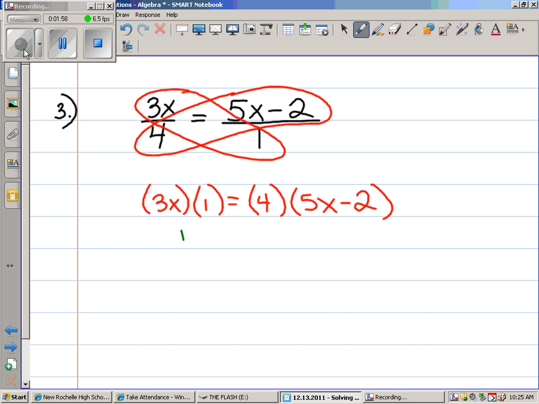Hold on one second. We've got to distribute this 4. 20x minus 8, right? Good. You guys are so smart. Make sure that you distribute to both terms. That's the mistake most people make all the time. It has nothing to do with you being good or bad at math.